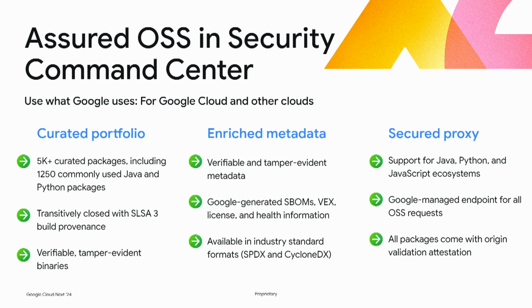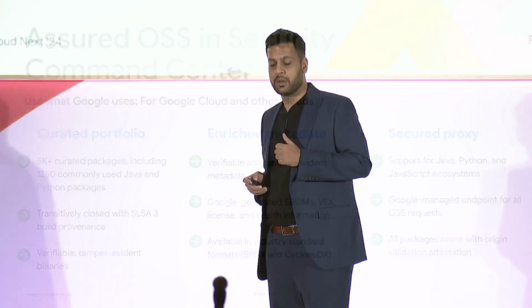Well, first, you use what Google uses, regardless of whether you're building on Google Cloud or anywhere else. You also get access to a curated portfolio of 5,000 plus packages, including 1250 most commonly used Java and Python packages. These packages are transitively closed, come with the SLSA level 3 build provenance, and are signed so that you can verify them before you use.